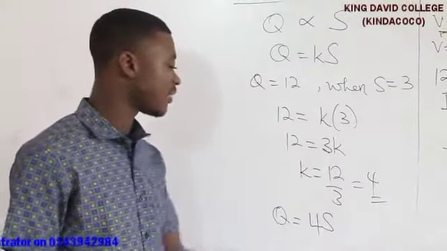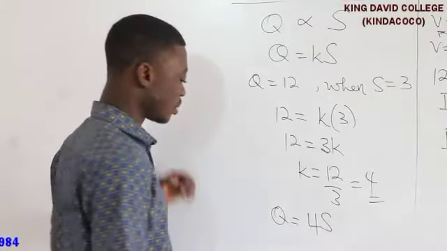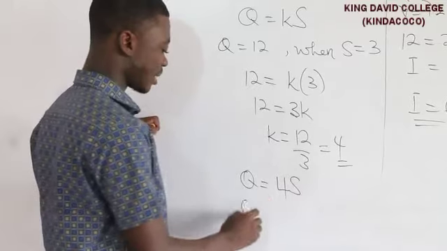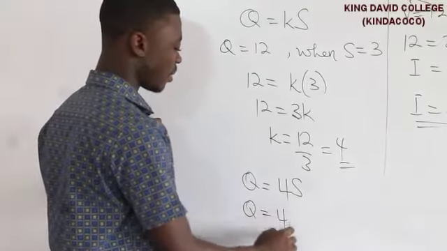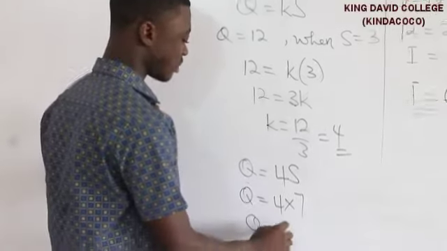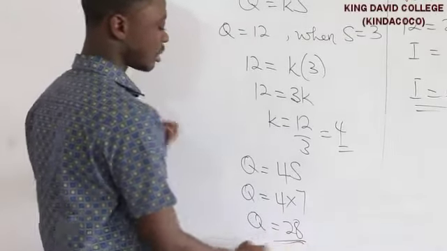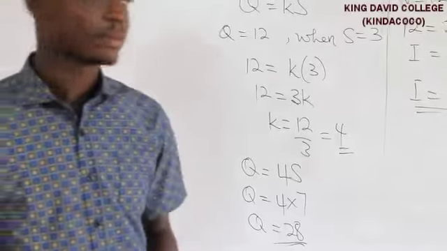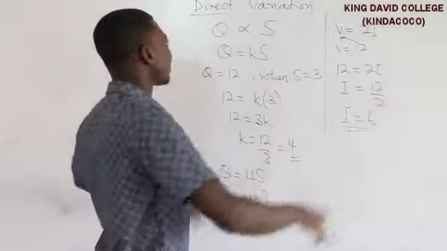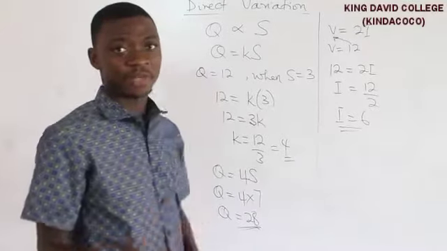So find q if s is 7. So our s now is 7. So our q will be equal to 4 times what? 7. And q is hence what? 28. As simple as it's simple. Okay. So then this is the whole concept about direct variation.